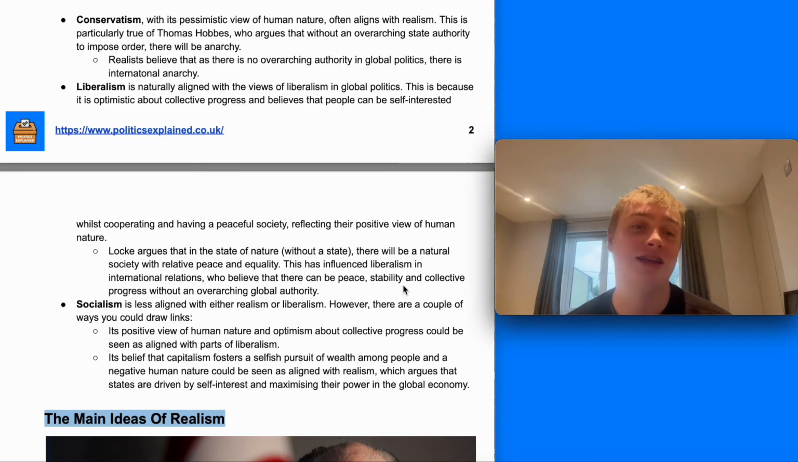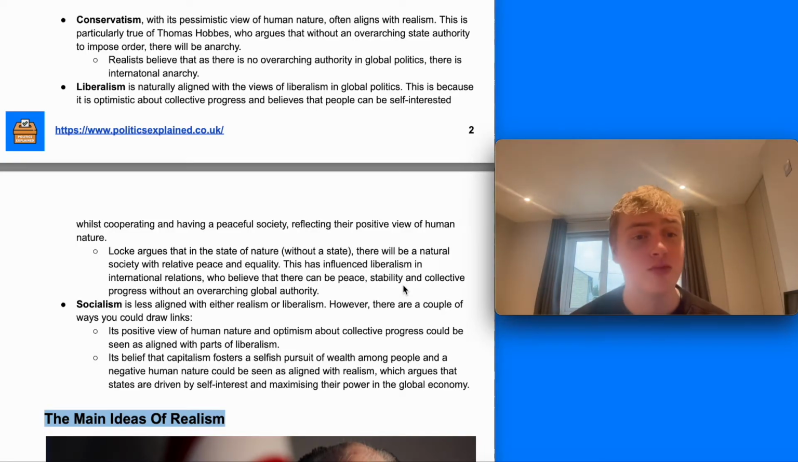Liberalism is naturally aligned with the views, of course, of liberalism in global politics, because it's optimistic about collective progress and believes that people can be self-interested whilst cooperating and having a peaceful society. So they both share this positive view of human nature that leads to their views of a cooperative society or a cooperative international community, dependent on whether it's liberalism in the core political ideas we studied, or the liberalism that analyses international affairs and global politics.